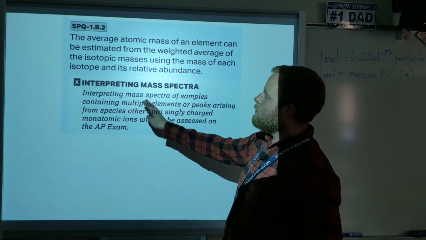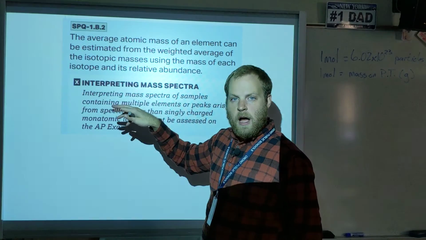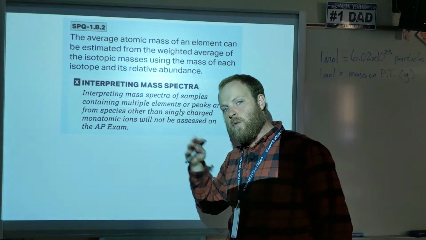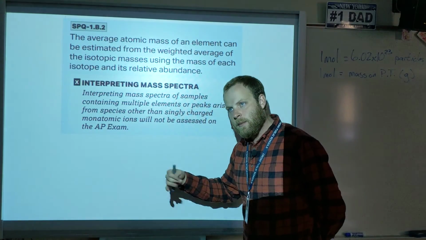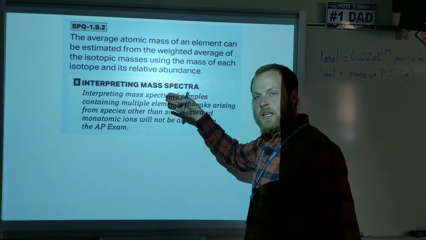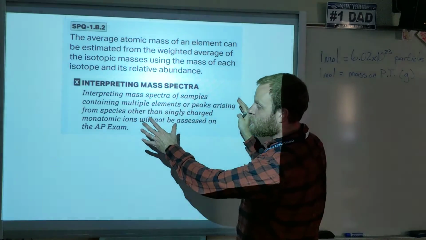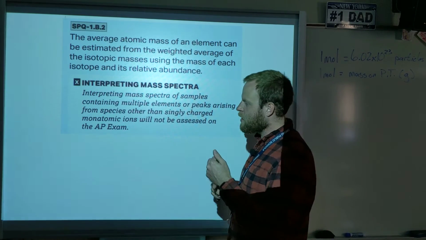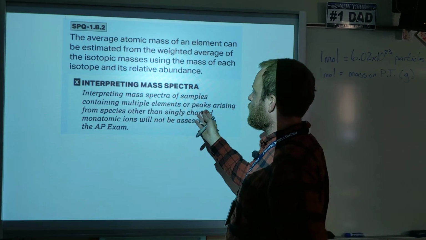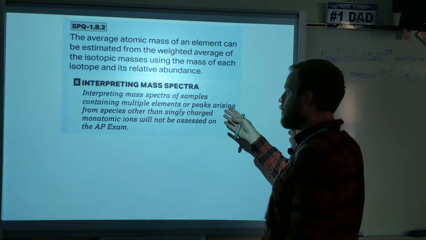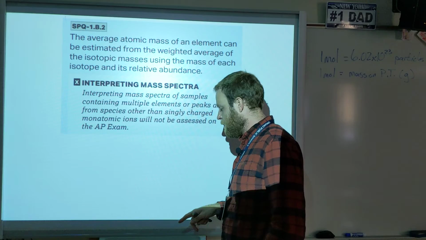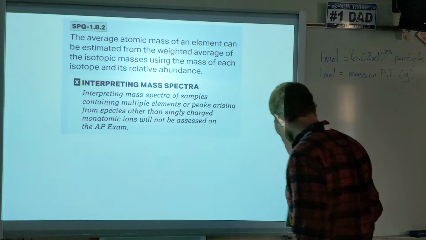So this is again from the document, and specifically sometimes teachers overteach a certain topic and then the kids get worried because it's really hard and difficult. So this is just reassuring you that this piece that is usually hard and difficult is not actually going to be tested, but it is a part of the learning target. So it says interpreting mass spectra of samples containing multiple elements or peaks arising from species other than singly charged monatomic ions will not be assessed in the AP exam. What the heck does that mean, kids? Do you know?